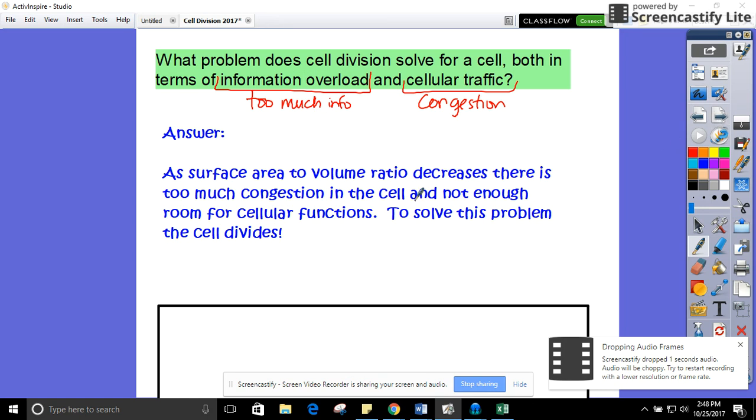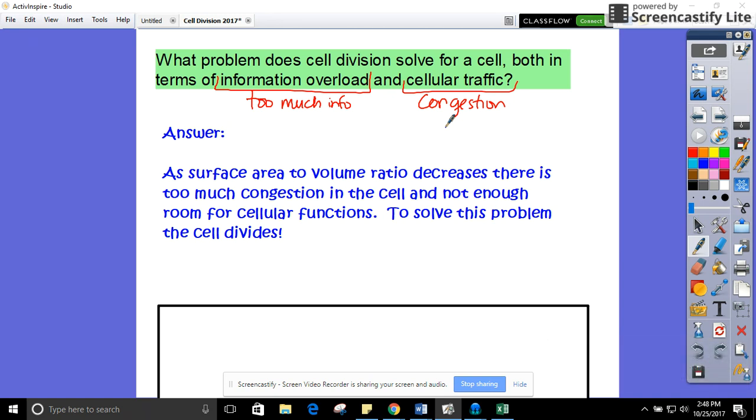Okay, and then the last concept I want to just touch base on is that a cell is going to divide so that it's small. We did an activity about cell size that deals with surface area to volume ratio. We just need to make sure we reduce information overload and reduce cellular traffic so that a cell can be efficient.